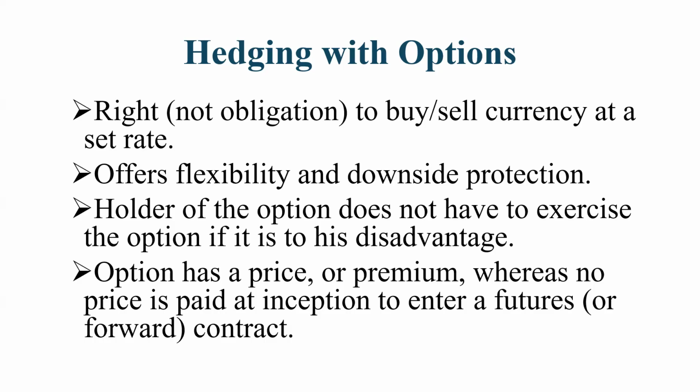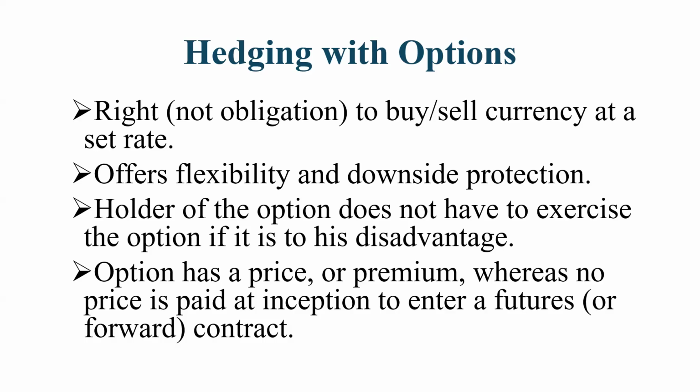Now, because the option owner does not have to exercise the option if it is to the holder's disadvantage, the option has a price or premium, whereas there's no price paid at inception to enter into a futures or forward contract. So that's a key difference between an options contract and futures or forwards. With the option, there's a price. That's the option premium that needs to be paid. Whereas with a forward or futures contract, there's no price at inception.